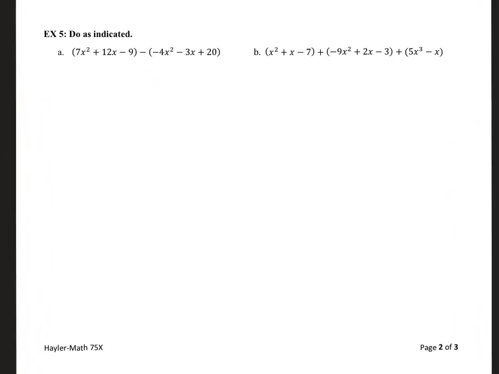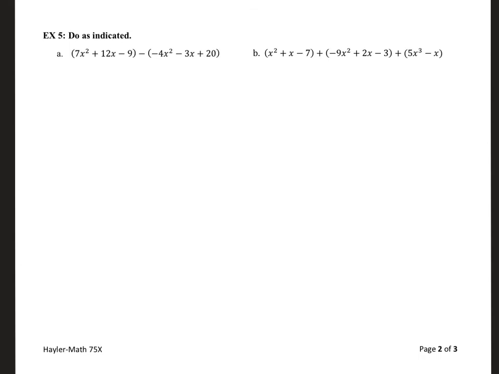Example 5, do as indicated. So these are just much larger, bigger versions of the ones we've done before. So if you want to pause the video and work on it by yourself, you can. Let's see, got to get rid of any parentheses. This one, there's just a positive, so I can actually just drop those parentheses. For this one, though, there's that negative. So before I can drop the parentheses, I've got to distribute the negative. So then I have 7x squared. I'm just writing the first grouping without the parentheses. And then negative times negative 4 is going to be positive 4x squared. Then we get positive 3x, and then a minus 20.